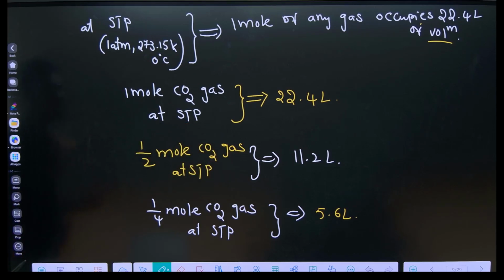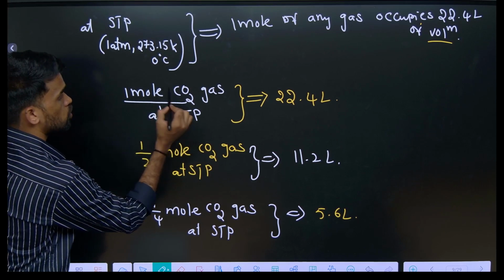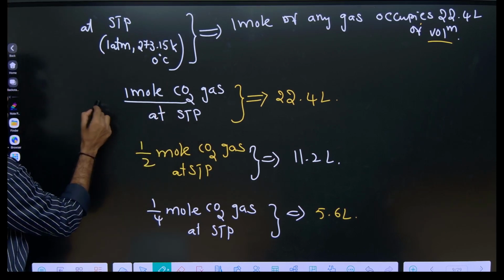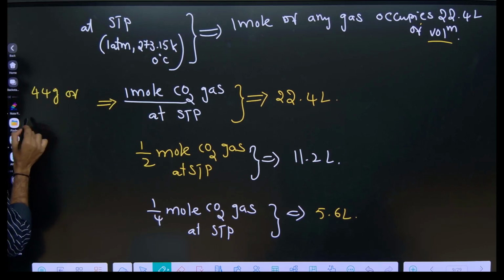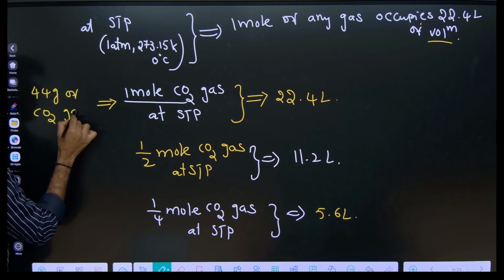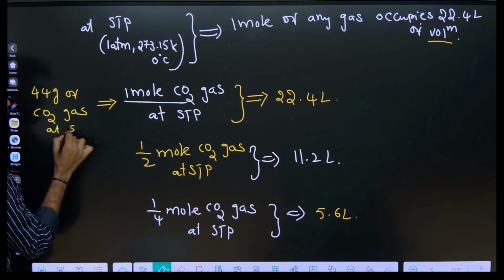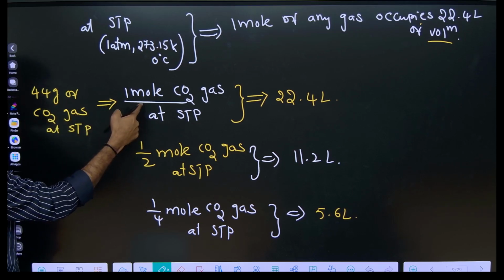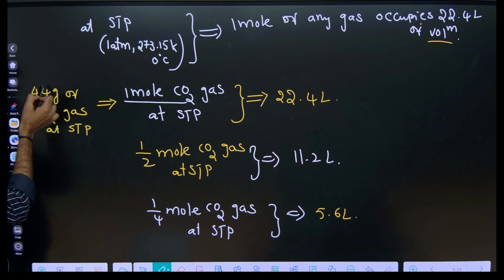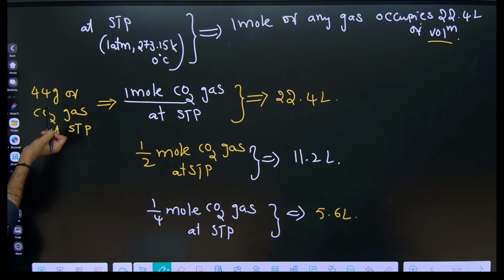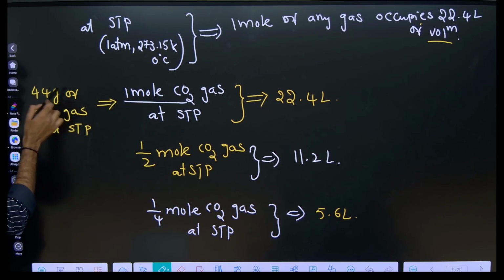Okay, so now instead of saying 1 mole of CO2 gas, I can also give it as how much? 44 grams of CO2 gas at STP. I can also call it 44 grams instead of 1 mole, right? Because 1 mole of CO2 means how much molar mass? 44 grams only, no? So 44 gram per mole is the molar mass for CO2. That's why I can write it like this.